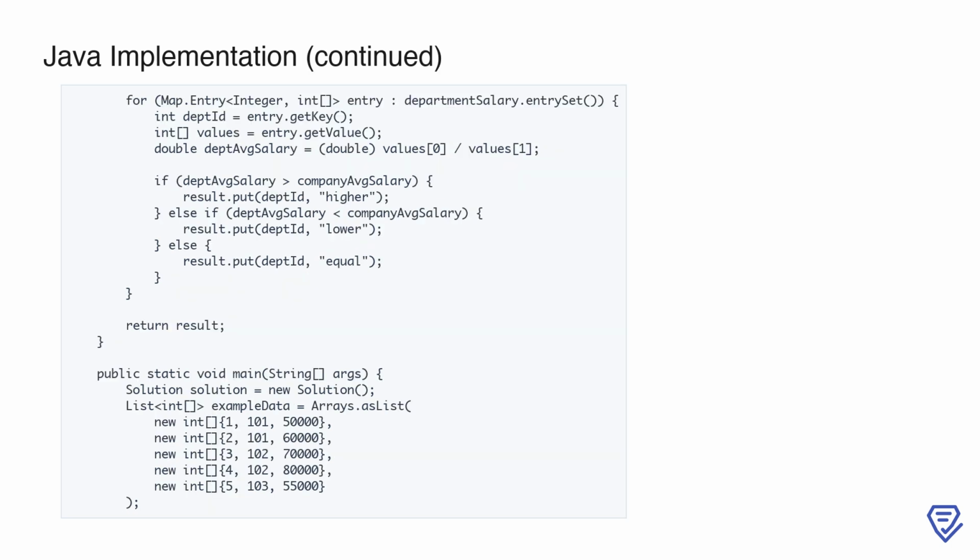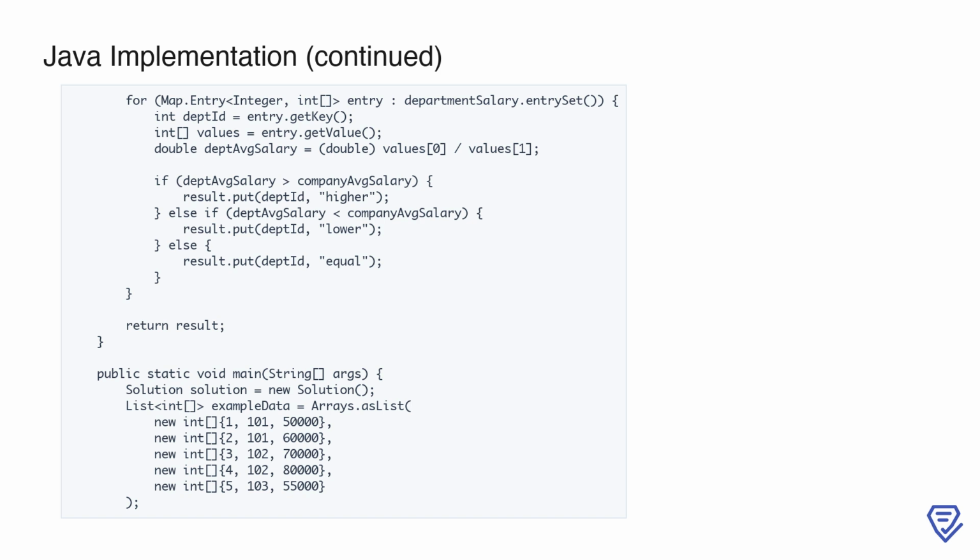Now, we iterate through the entries in the department salary map to calculate the average salary for each department. For every department, we retrieve its total salary and employee count, then compute the average by dividing the total salary by the count, again ensuring precision by casting to a double. Once we have the department's average salary, we compare it with the company's average.